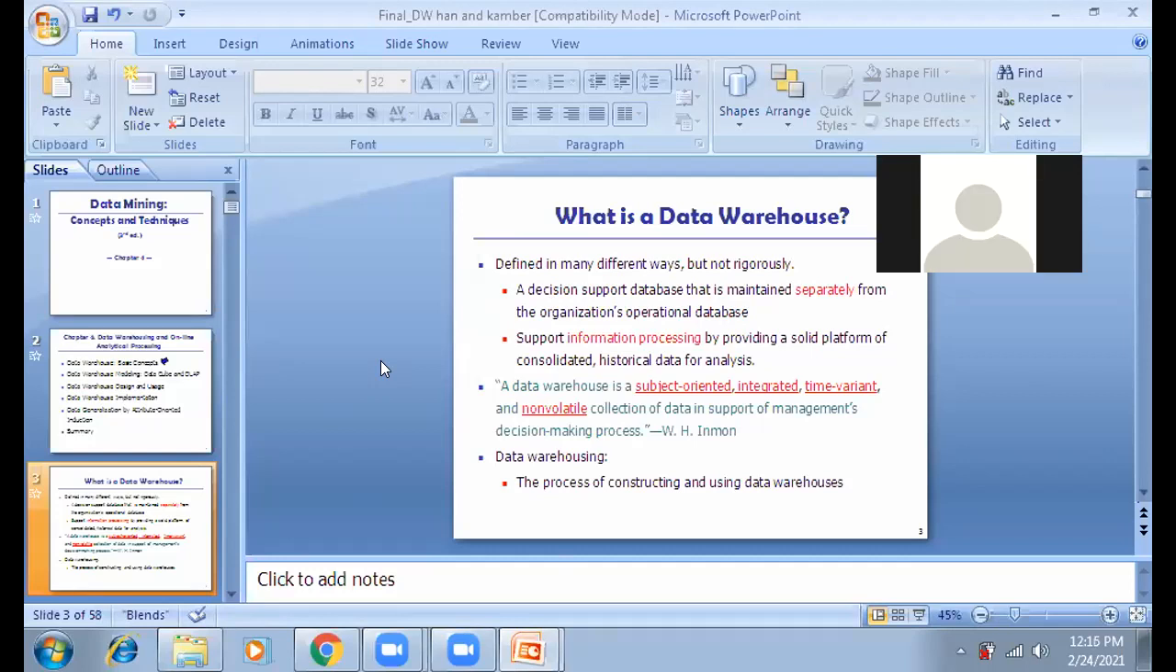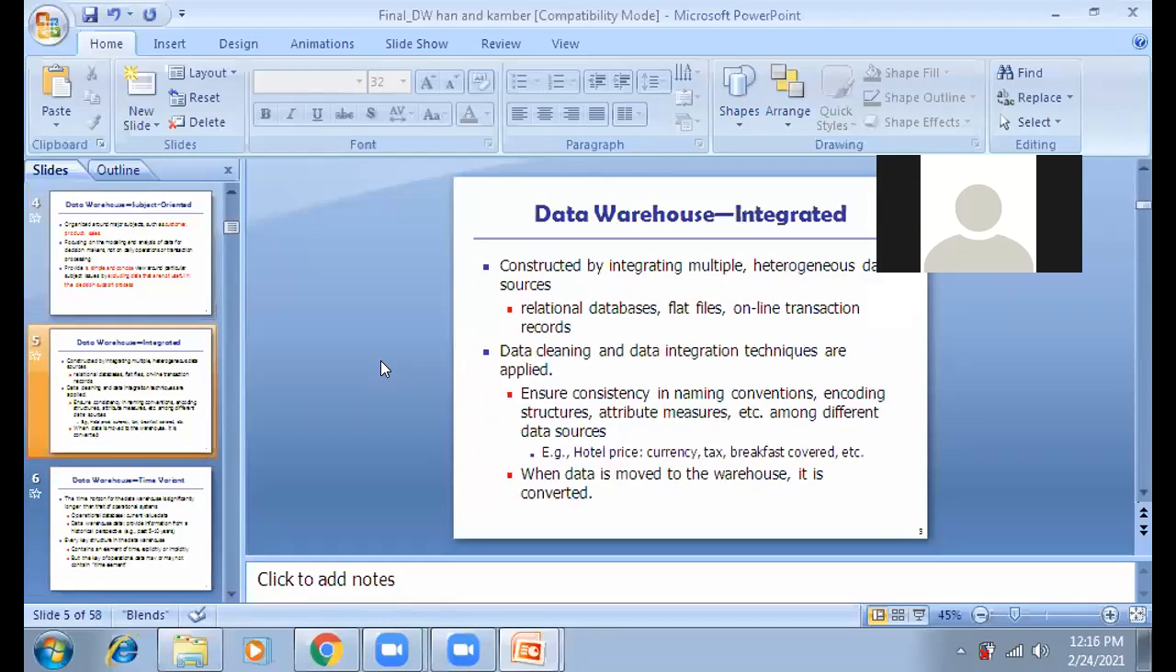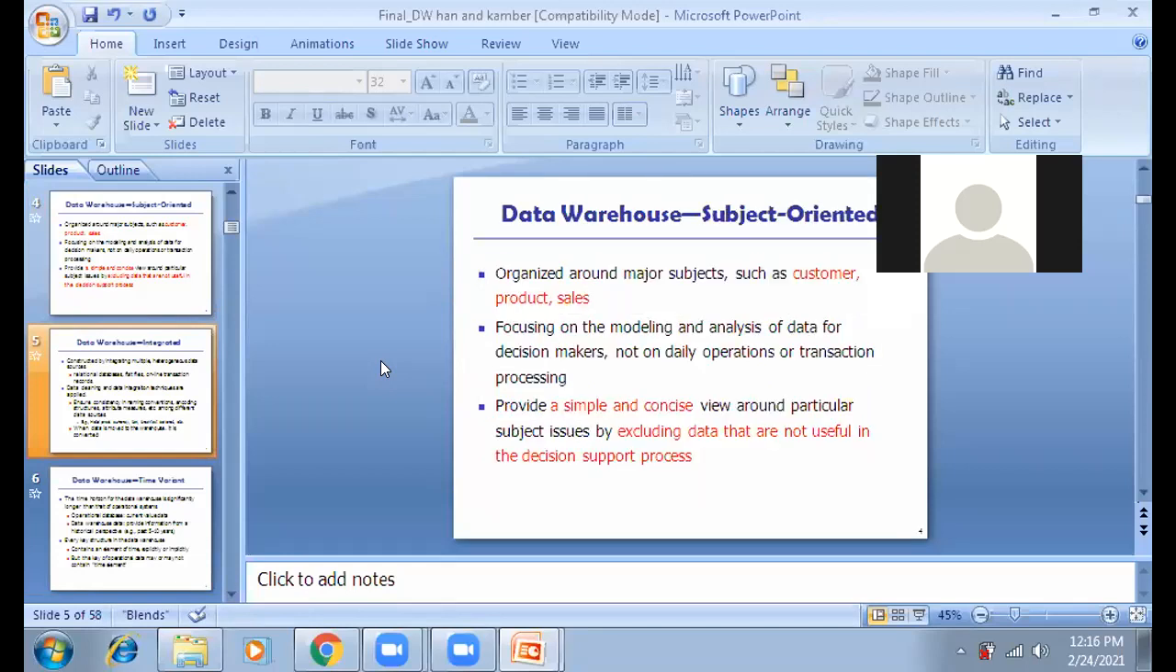Sir, like you. Yes. Before we discuss, like we need to find a mean of estimating, sorry, like we have to suppose guess the price of any TV or something like that, so I think we can do it like that. That is time variant, like analyzing the data from previous years. Yes, but it is not correctly written. Actually, time variant means in a data warehouse, data are stored to provide information from a historical perspective. That means the last 5 or 10 years of data.